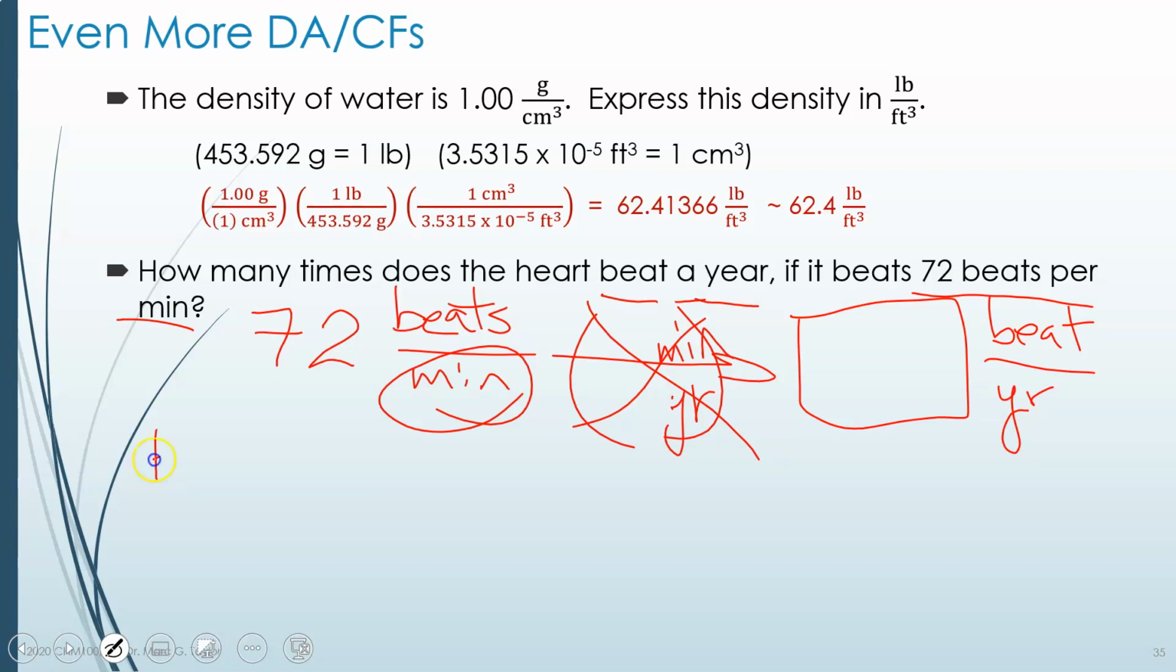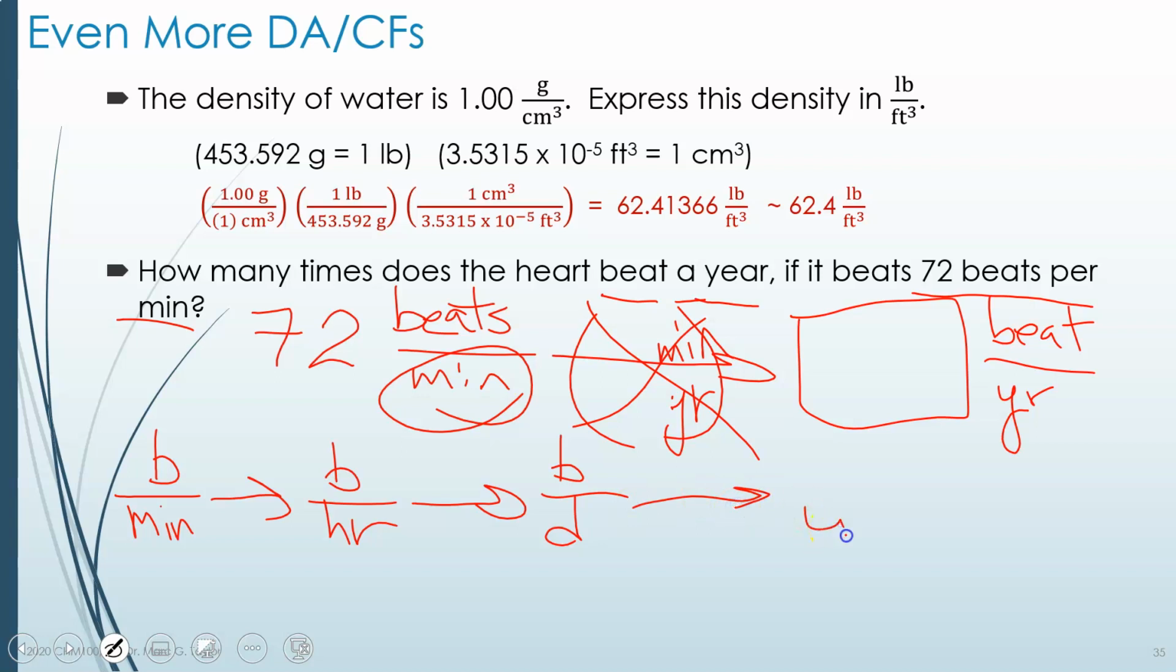You can take beats, and I'm just going to abbreviate it as B, per minute, and convert that to beats per hour, because you know how many minutes are in an hour. And you can convert beats per hour into beats per day, because you know there are 24 hours in a day. And then you can convert days to years, because you know how many days are in a year.